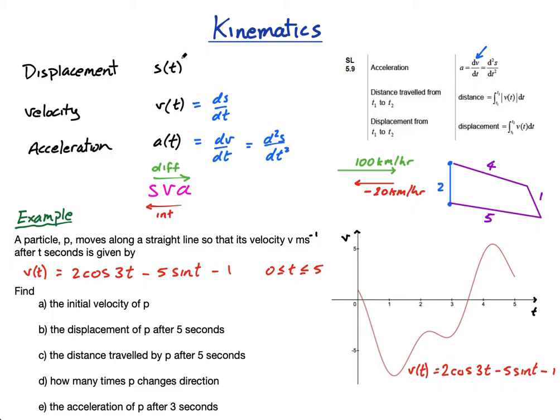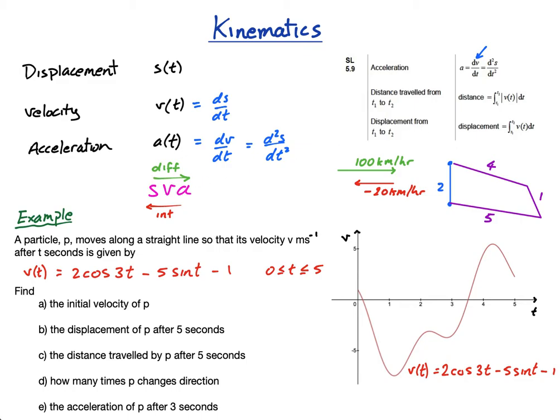Because if I'm in displacement, to get to velocity, differentiate. If I'm in velocity, to get to acceleration, differentiate. But we know to integrate is the reverse of differentiation. So if I want to go from acceleration to velocity, I integrate. And if I want to go from velocity to displacement, I integrate. So here I have SVA.